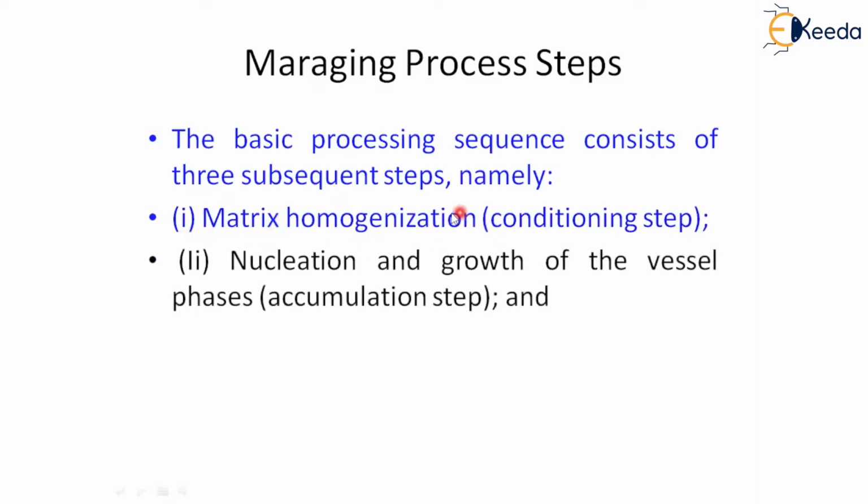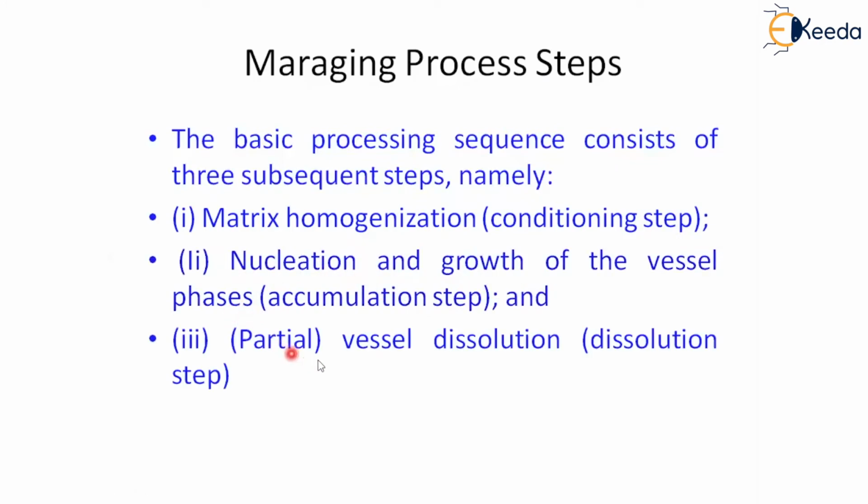If you do this matrix homogenization, the second step can be done automatically. That means nucleation and growth of the precipitate phases. This is also represented as an accumulation. That means nucleation of the grains will start and growth of the grains will start, and this particular stage is represented as nucleation and growth of the precipitate phases.